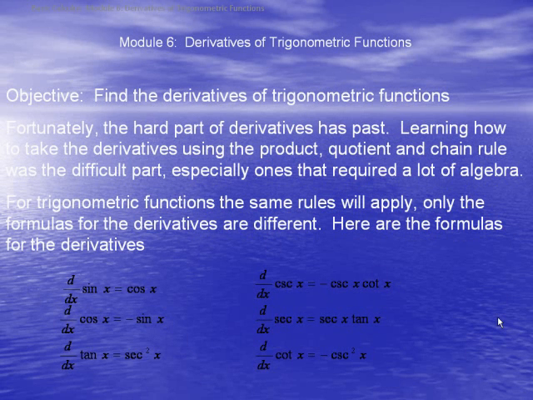Here are the formulas for the derivatives. The derivative of sine x is cosine x. The derivative of cosine x is negative sine x. The derivative of tangent of x is equal to secant squared of x. The derivative of cosecant x is equal to negative cosecant x cotangent x. The derivative of secant x is equal to secant x tangent x. And the derivative of cotangent x is equal to negative cosecant squared x.